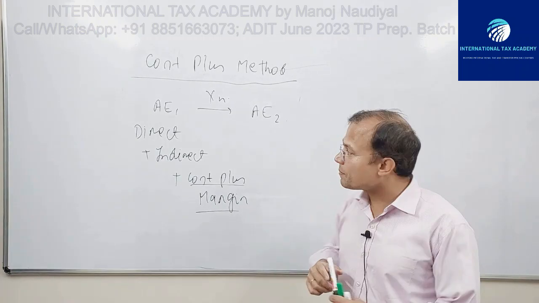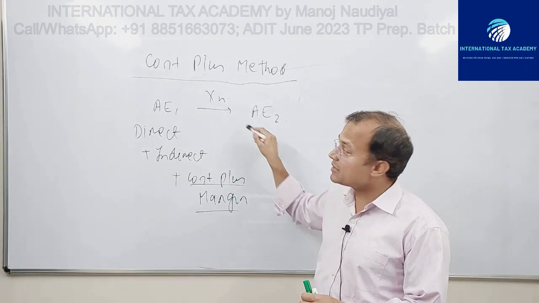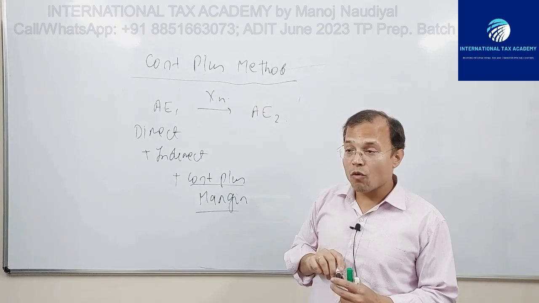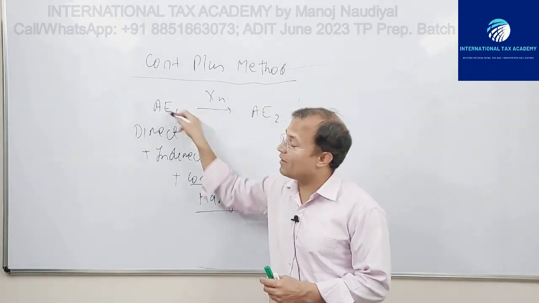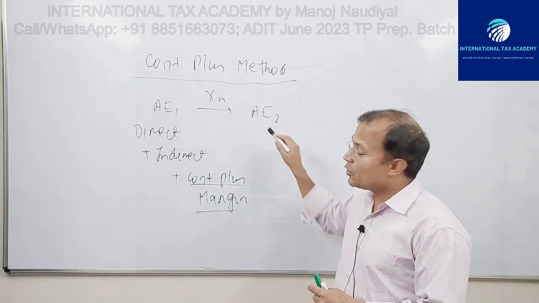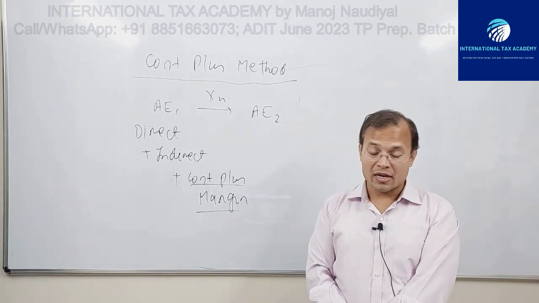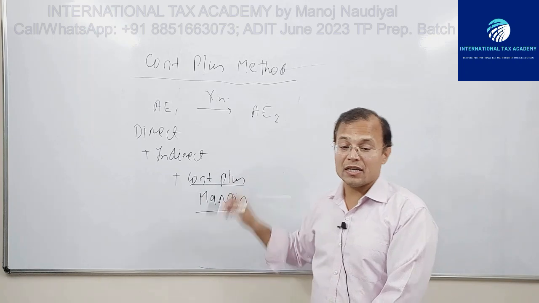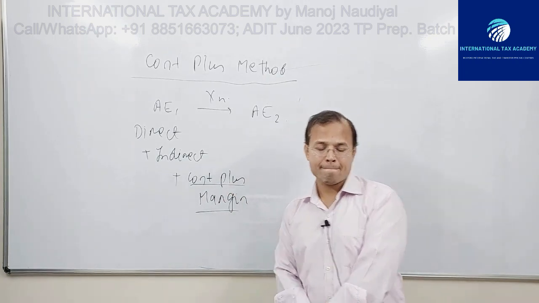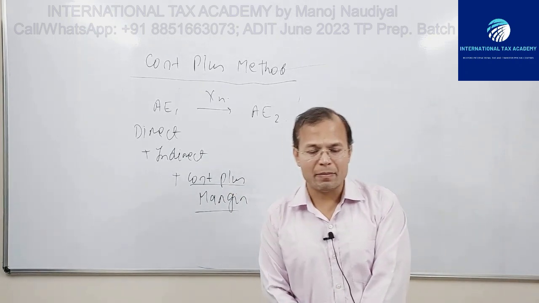Chetna, can you tell me, I am focusing in this transaction, this is the cost plus method, and I am focusing in this transaction upon AE1. Fine. AE1 and AE2 are two parties to this transaction. Can you please tell me which of these two parties will be the tested party? Chetna, please.